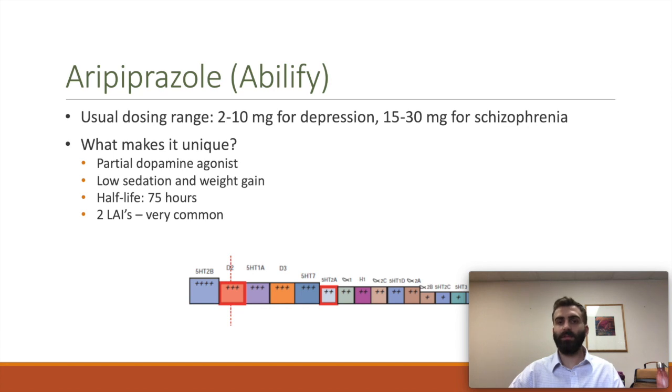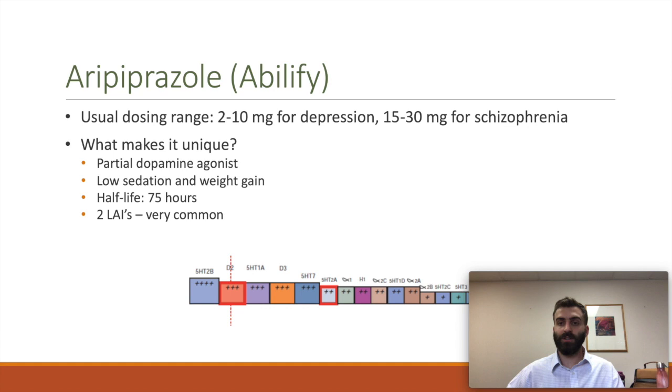What makes it unique? Pay attention again to the dosing range, kind of like when we talked about quetiapine: low doses for depression, high doses for schizophrenia and bipolar mania. It's a partial dopamine agonist. It has low sedation and weight gain. It has a long half-life, so 75 hours, and there's 2 long-acting injectable versions available. There's Aristada and Abilify Maintena, and both are fairly commonly used at this point.